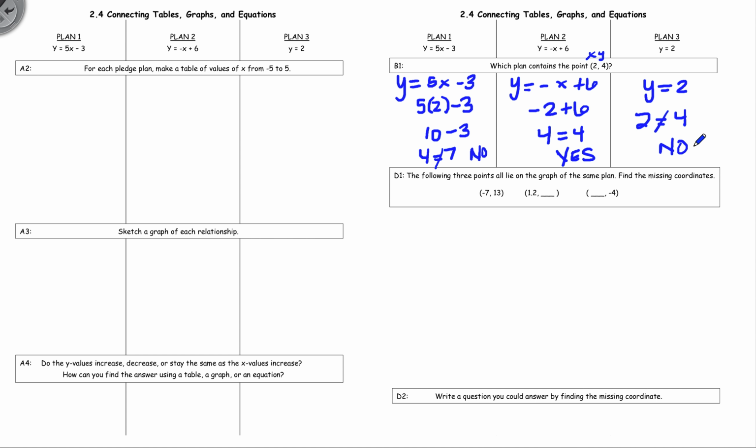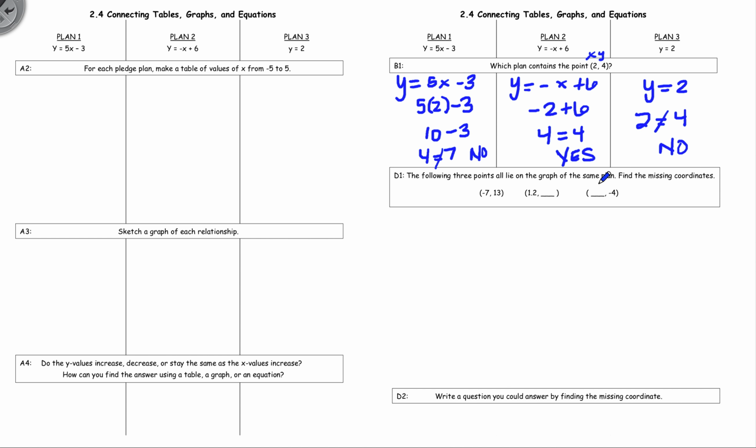All right, let's look at D1. The following 3 points all lie on a graph of the same plan. Find the missing coordinates. All right, so they gave us the first one, the negative 7 and 13. We have 1.2 as an X. We need to find Y. And we have negative 4 for a Y, and we need to find the X.